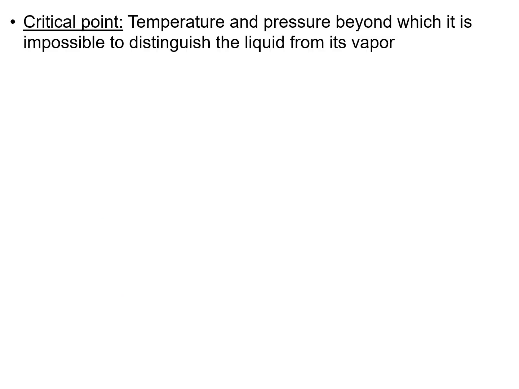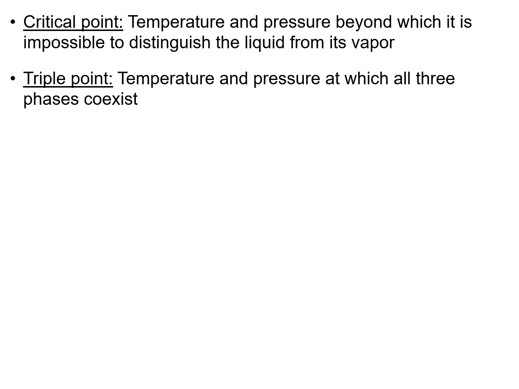All right, so we're going to go on to actually have some definitions. So critical point, this is the temperature and pressure beyond which you can't tell the liquid from the vapor. I just usually think of it as being the temperature is just so high you can't get it to condense down into a liquid anymore. Triple point, as we saw, that's the temperature at which you have all three states of matter at the same time.